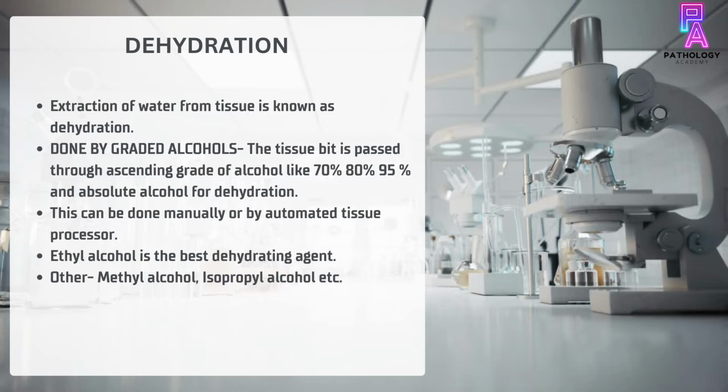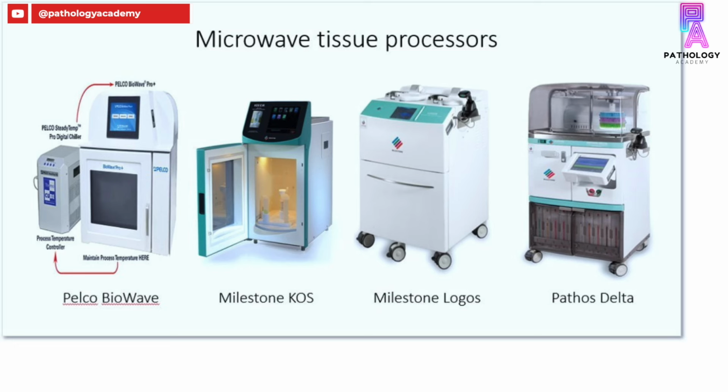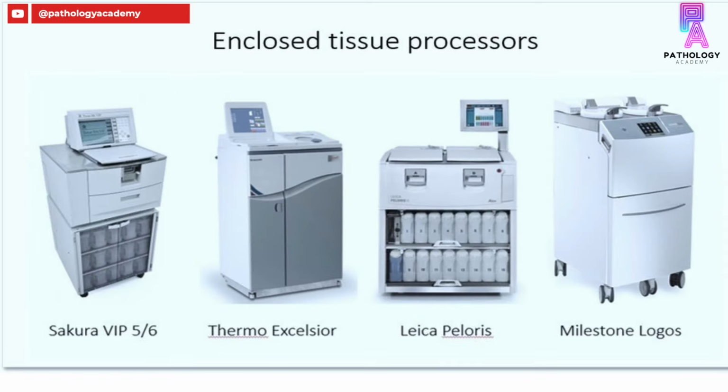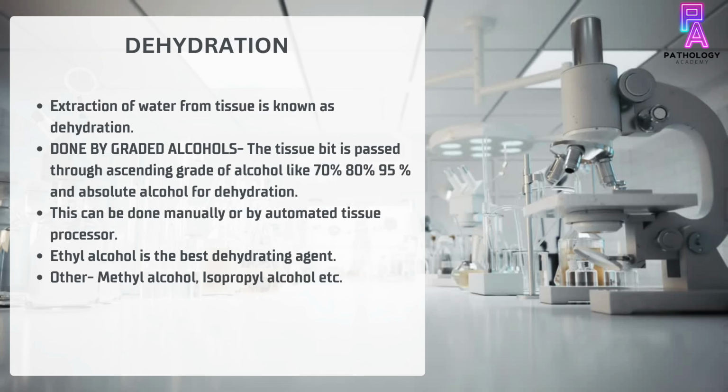Well, extraction of water from tissue is known as dehydration, which is done by graded alcohols. The tissue bits are passed through ascending grades of alcohol like 70%, 80%, 95%, and absolute alcohol for dehydration. This can be done using a manual method or an automated tissue processor. Nowadays, most of the labs are using automated tissue processors worldwide. Ethyl alcohol is the best dehydrating agent, and other dehydrating agents are methyl alcohol, isopropyl alcohol, etc.